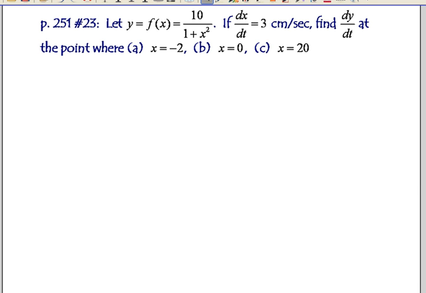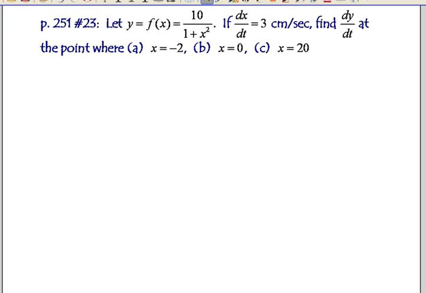All right, this is problem 23. We get a break a little bit from the words here and are back just to a function. This is y equals f of x, equals 10 over 1 plus x squared. They tell us dx/dt is 3 centimeters per second, and they want dy/dt.